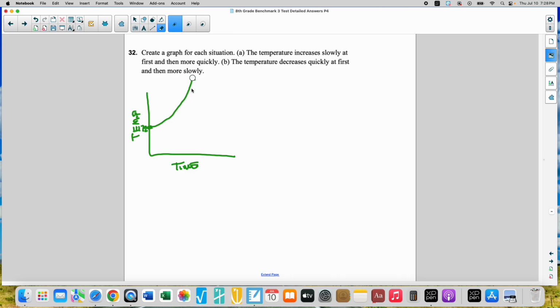So the temperature increases slowly at first and then more quickly. Let's make that a little bit different. It's slow at first. Well, that's a little too slow. So it'll increase slowly and then fast. So that's what that looks like. So that would be A. And then B, the temperature decreases quickly at first and then more slowly.